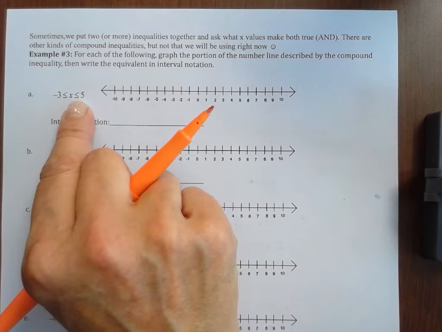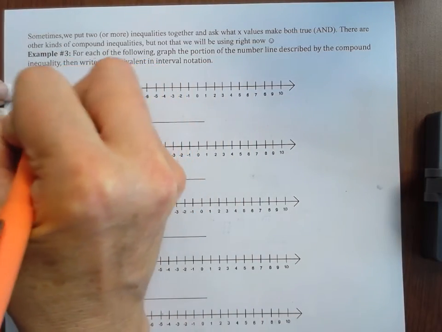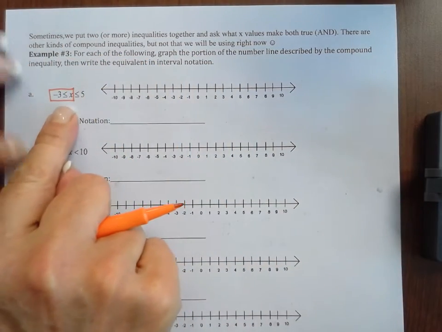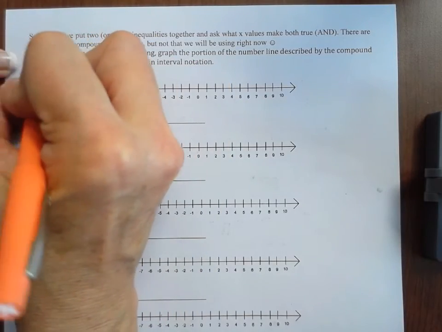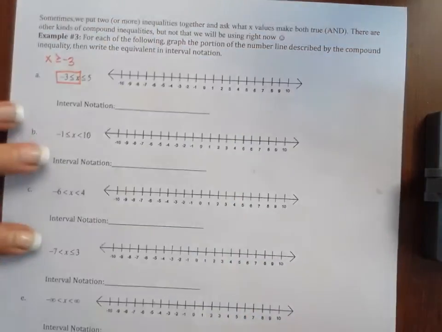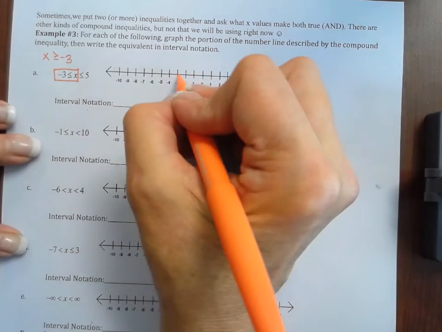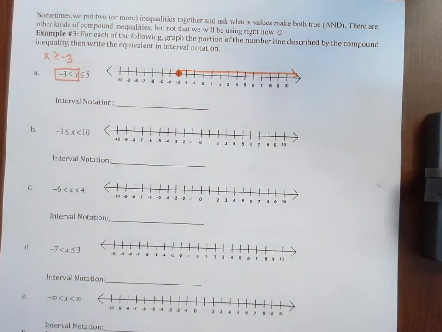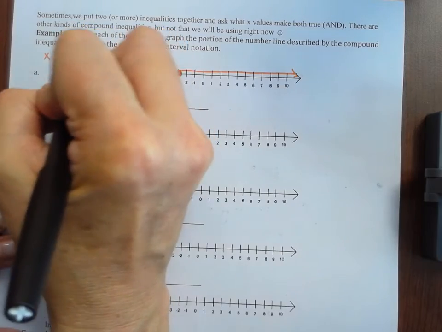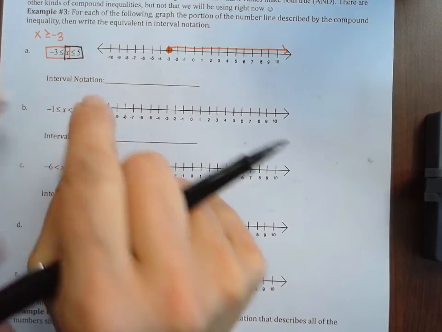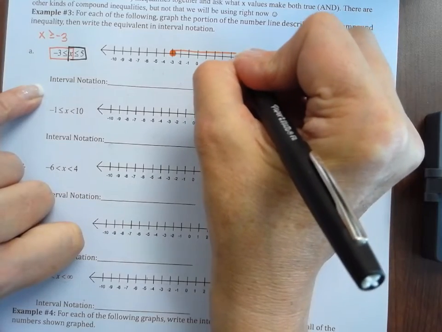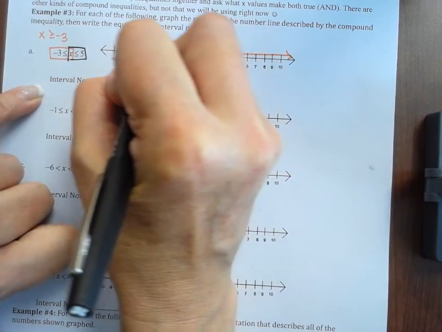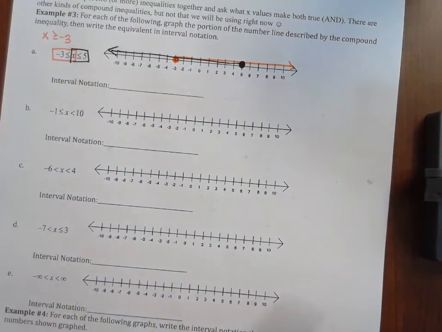And we need to graph both. What I do is I split them apart. If I flip this, I get x is greater than or equal to -3. Easy enough to graph. I have a closed dot, and it's greater than, so it's going to infinity. And then I graph the other side. X is less than or equal to 5. Again, I have a closed dot. This time it's less than, so it's going to that part of infinity.